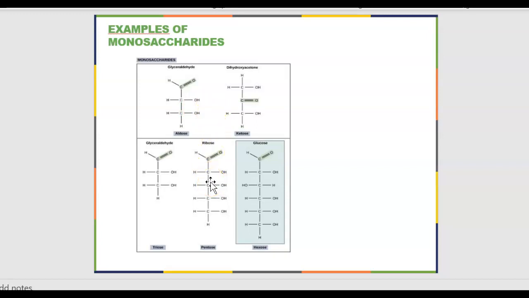The ones below, you can see we're getting some other examples, and you can see that all of these have the carbonyl group, the one I'm circling with my cursor, at the end of the molecule. So all of these are aldose sugars, because that's what makes these all aldose. But this is a triose. This is a pentose, there are 5 carbons. And this is a hexose, because there are 6.